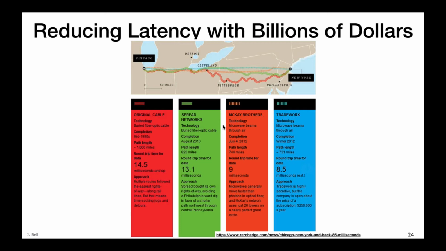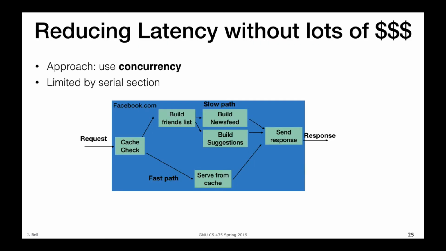We don't have this at our disposal, though, and this is not a generic problem for latency. So we don't have this money. What we want to do, and what we're going to talk about in this lecture mostly, is reducing latency using concurrency. So our approach could be to take our whole system here that we had, our Facebook request that went through this whole pipeline, and maybe we can parallelize some of it. We can build our news feed at the same time that we build our suggestions, and then they won't be serial. Overall, though, our process is still going to be limited by the serial section, right?